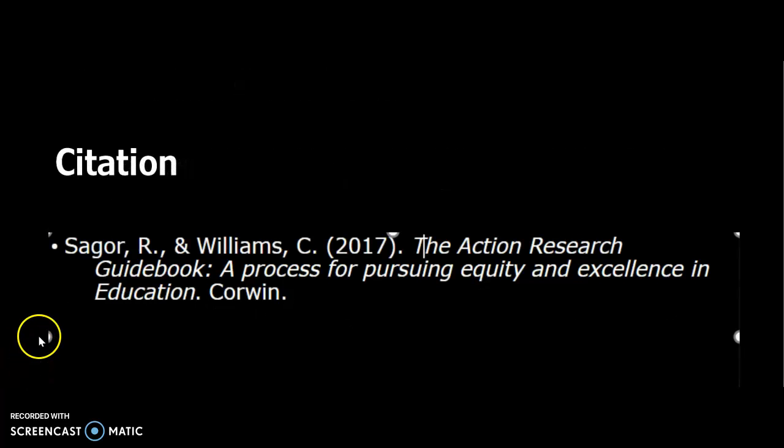And finally, there was not any additional source in this chapter or this part of the chapter, so my one citation is from Sager and Williams.